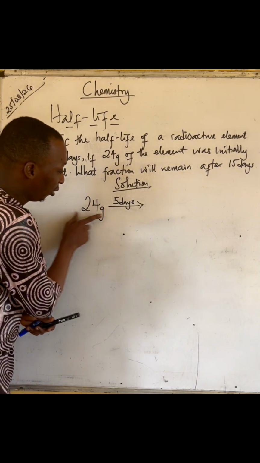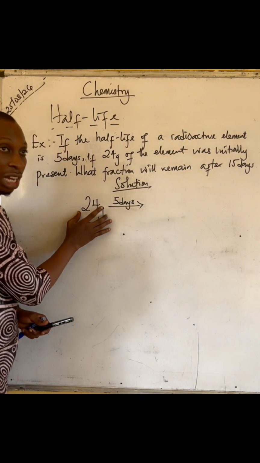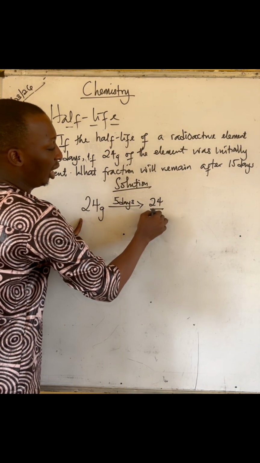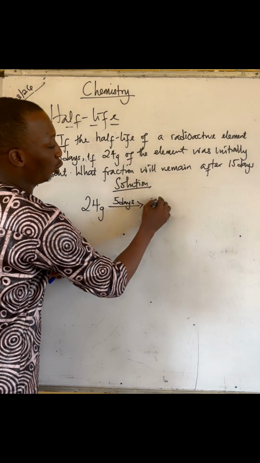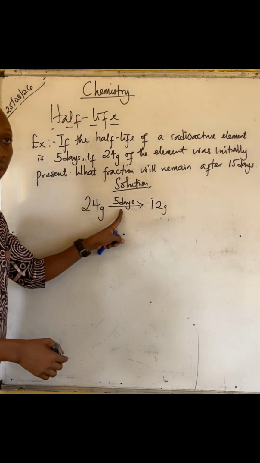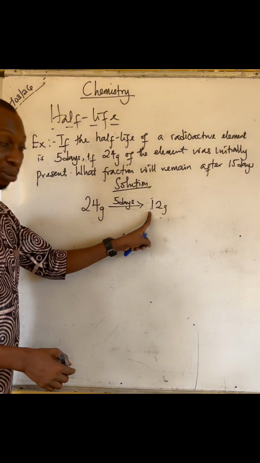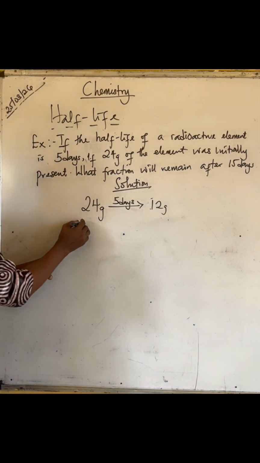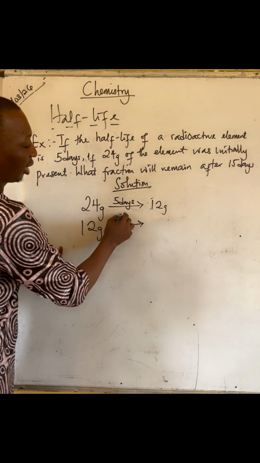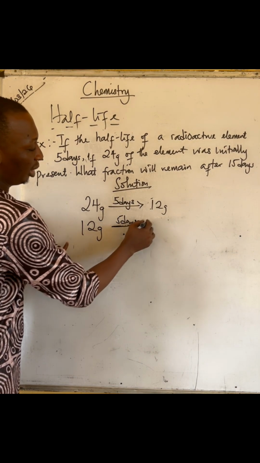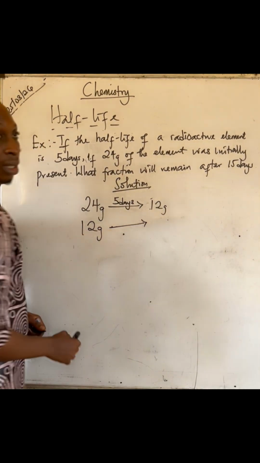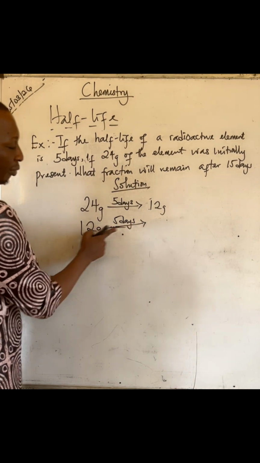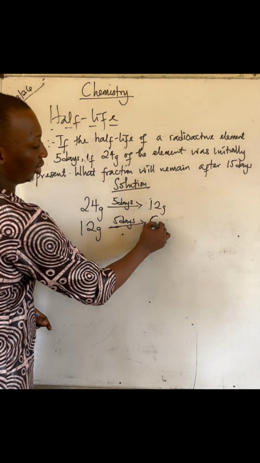So that in 5 days' time, 24 grams of this element will disintegrate to half its mass. Half of 24 is 12. So in 5 days' time, the sample that is remaining is 12 grams. But the examiner says after 15 days. So shall we go? In another 5 days' time, the sample that is remaining, don't forget, will disintegrate to half its mass. Half of 12 is 6 grams.